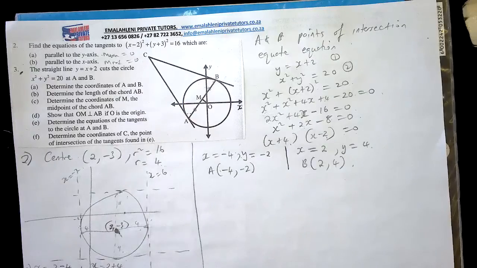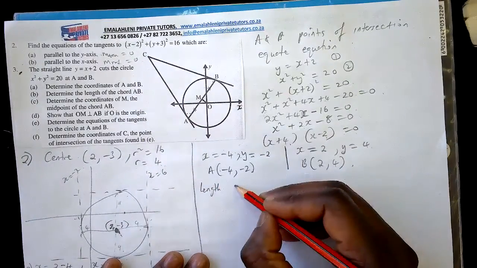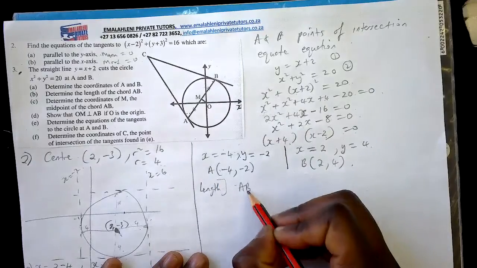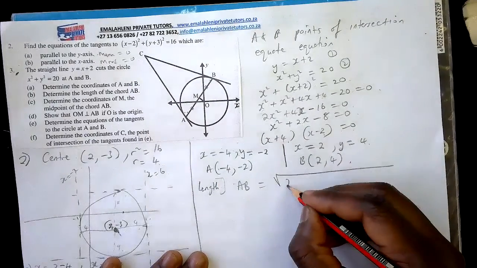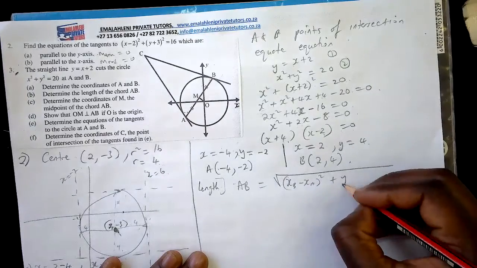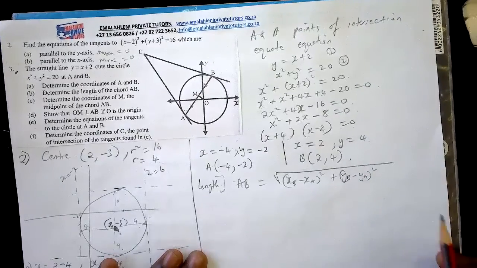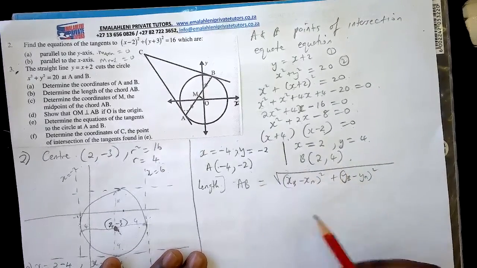Then now, determine the length of the chord AB. Length of the chord AB. Length, we know what we do. Length AB is going to be equal to the root of what? XB minus XA squared plus YB minus YA squared. Okay, that's what you do. You just put these values here, you subtract them, then you find the answer.